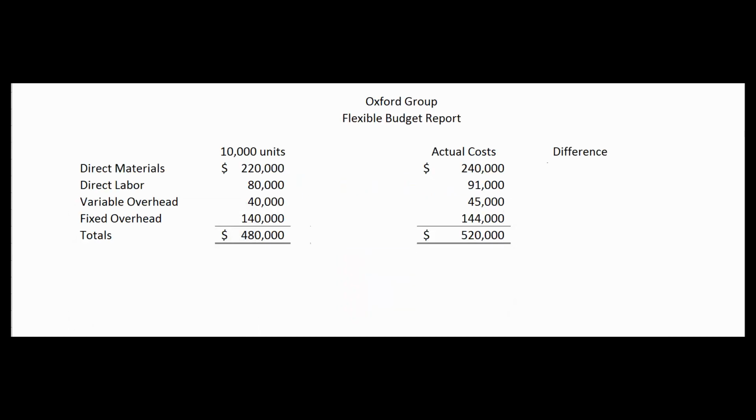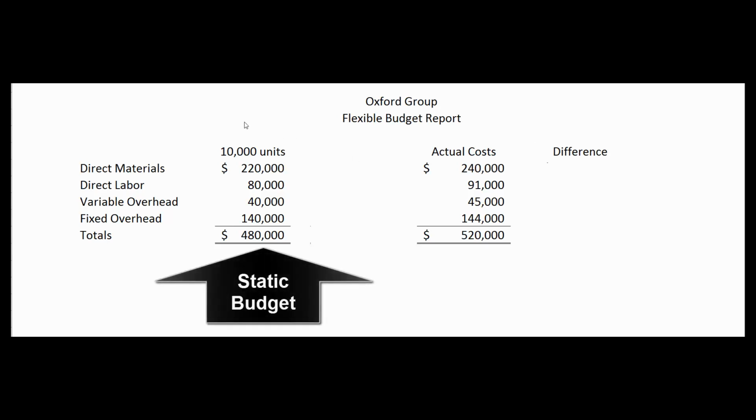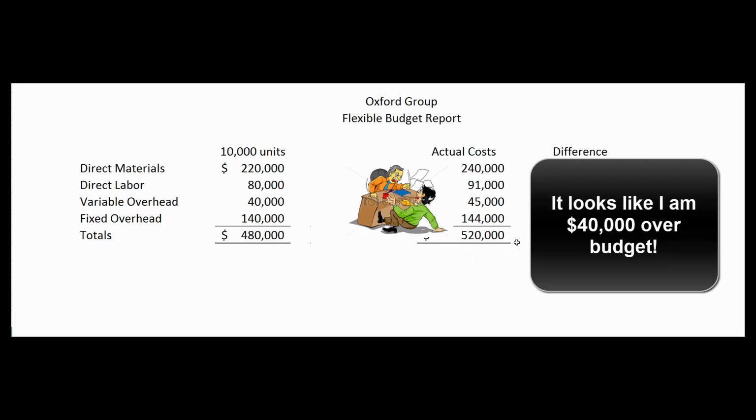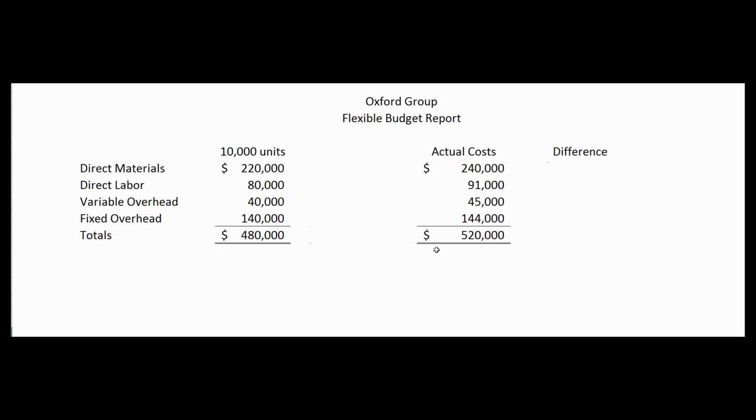Okay, let's pretend I work for a company and I'm in charge of a factory, and we originally thought during the month of January we're going to produce 10,000 units. So here's my budget. I was supposed to spend $480,000. Turns out I spent $520,000. So my boss comes in and he's mad as hell, trying to figure out why I spent more than I was supposed to. Well, it turns out I actually made 11,000 units this month.